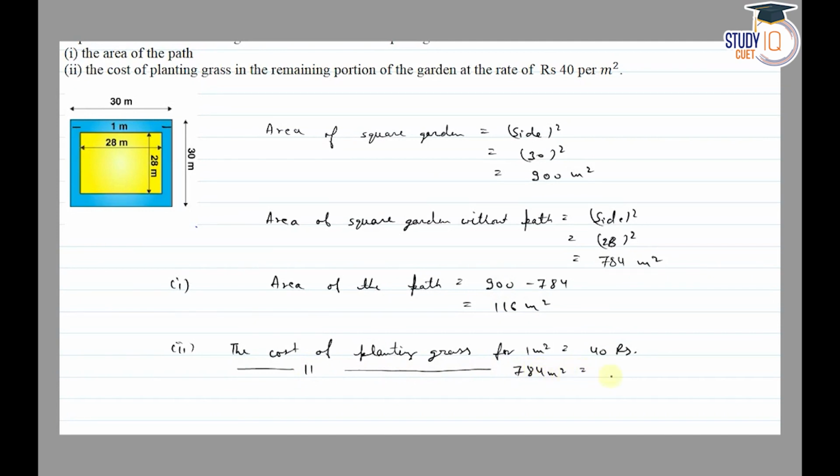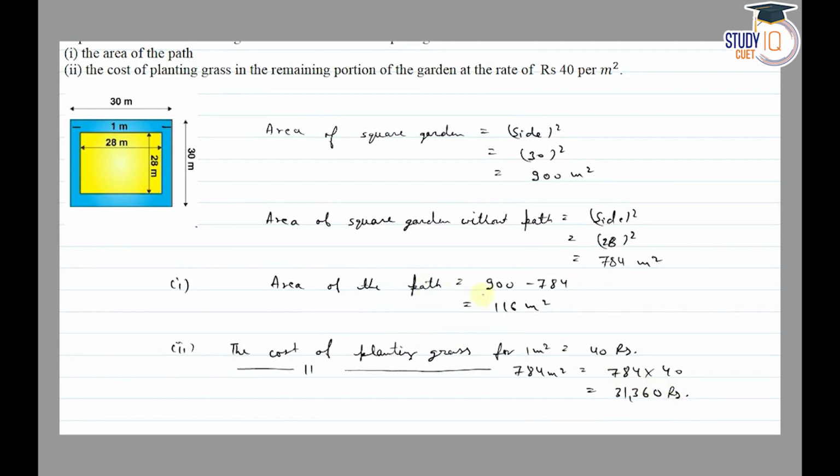784 meter square is equal to 784 into 40, is equal to 4 4s are 16, 4 8s are 32, and 7 4s are 28. So 31,360 rupees.